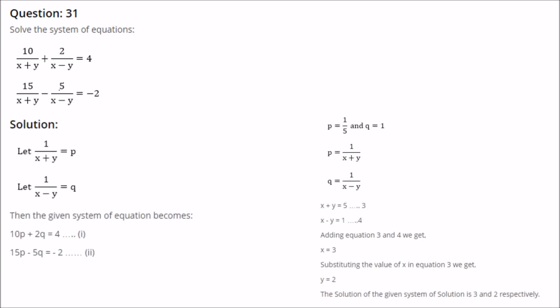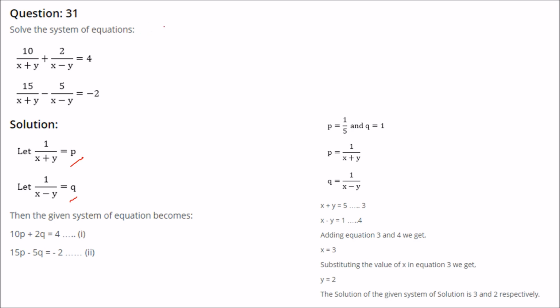Again, this is a similar type of equation. Now I just wanted to let you know that here I am going to put 1 by x plus y not as u but as p. That is just to enforce one thought, that you can take any alphabet from A to Z. There will be no restriction except x and y. So p and q now we are taking.